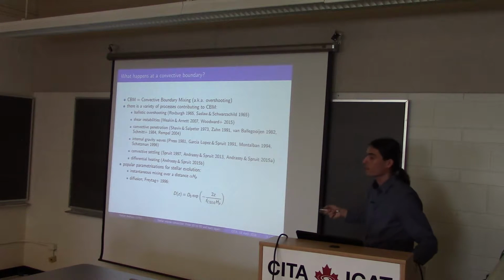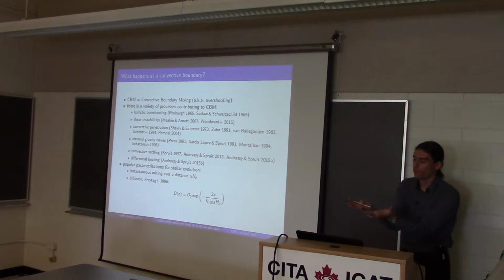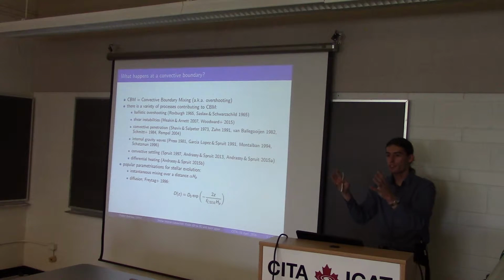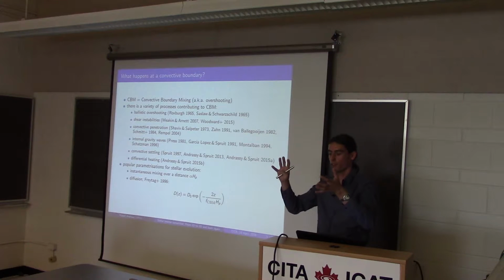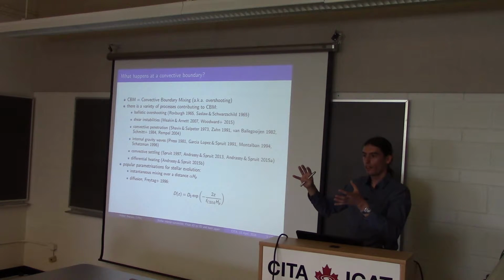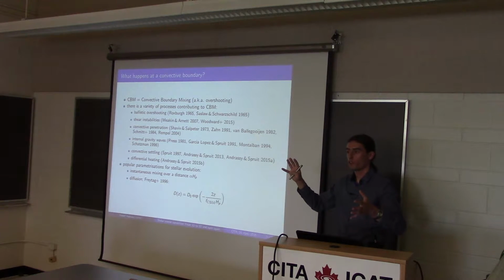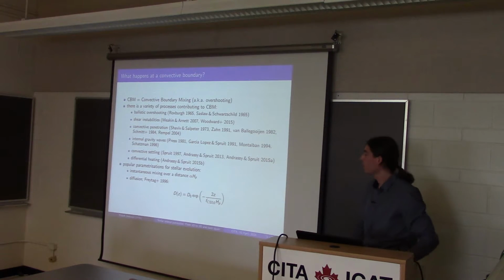And differential heating is the idea that if you have the convection zone, it produces some temperature fluctuations, some large-scale temperature fluctuations at the convective boundary, and these propagate via diffusion into the stable stratification, which sets off a flow in the stable stratification. So this is just a theoretical idea.